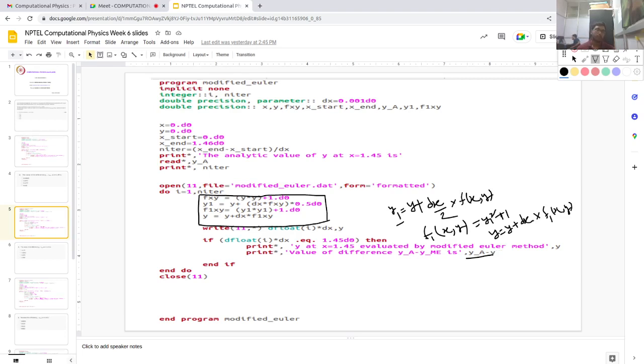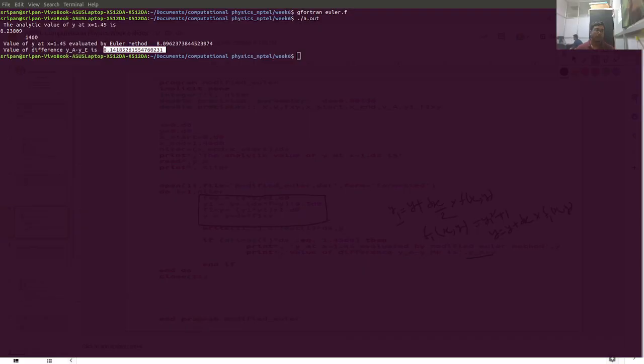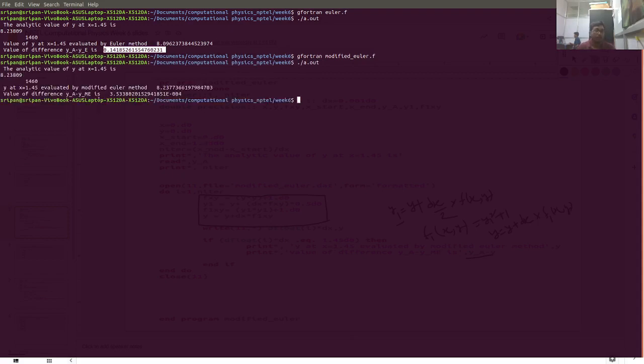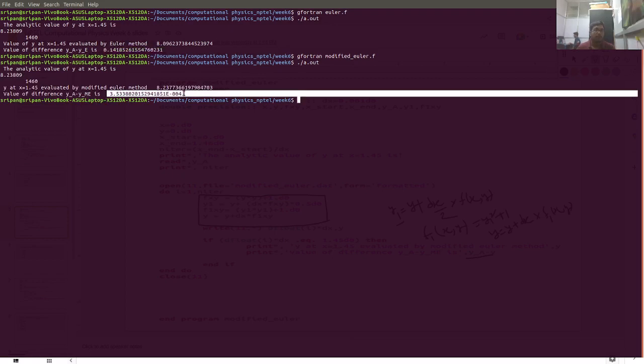So let's again go to the terminal. Now instead of using Euler, I am going to write gfortran modified Euler.f. Okay, so again it is asking for the value, so I am going to enter 8.23809. That will give us the answer 3.53 times 10 to the power minus 4.